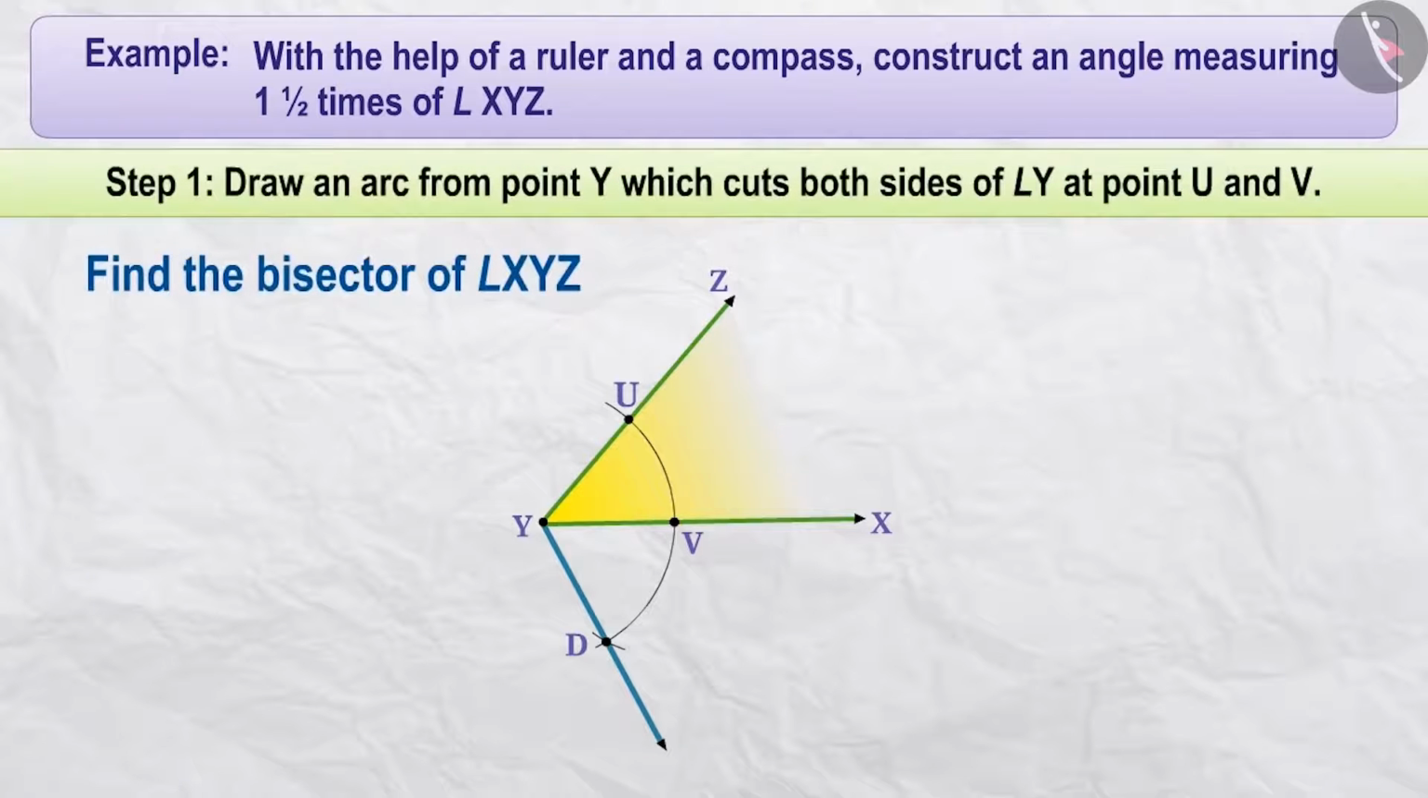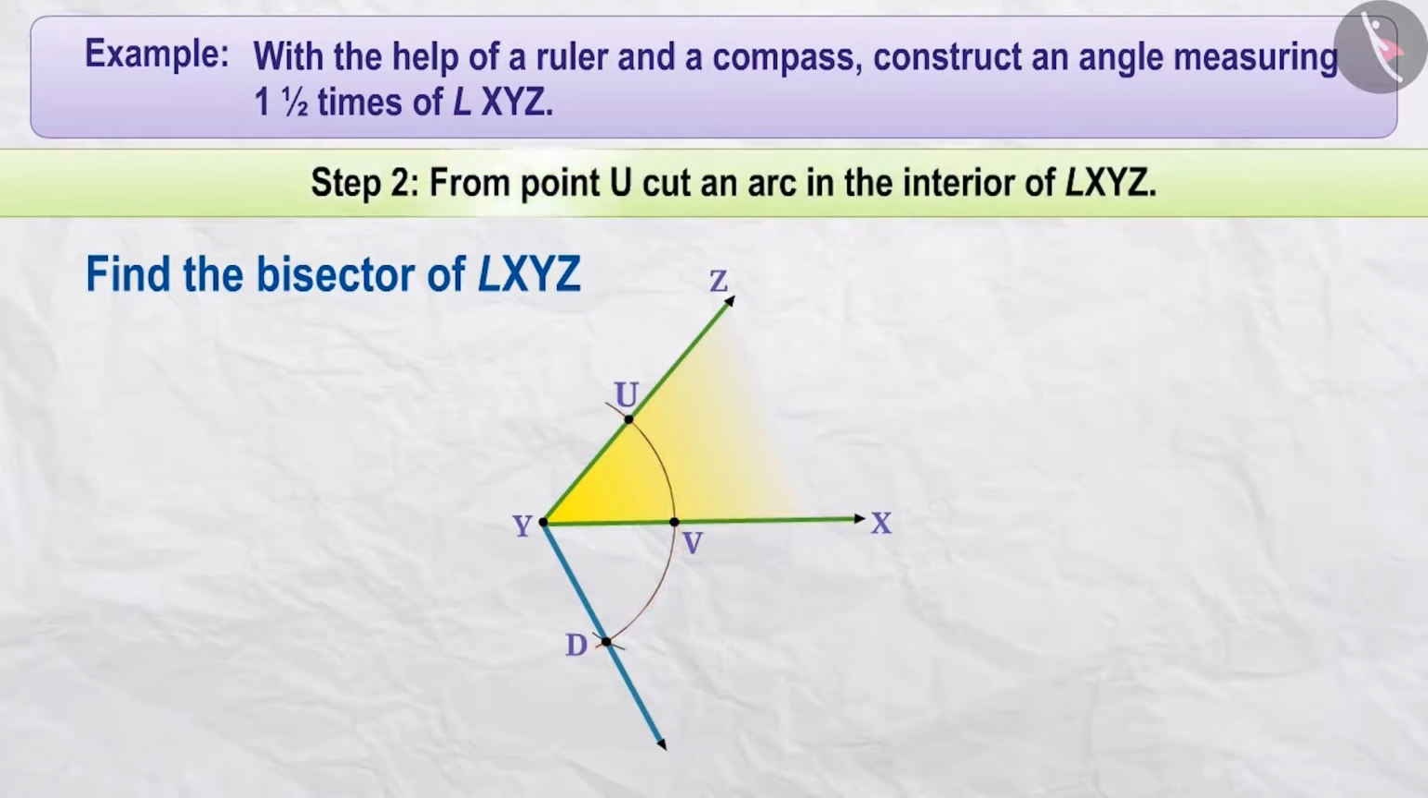Step 1. First of all, we have to draw an arc from vertex Y which intersects both sides of angle XYZ. Here we have already made an arc. We will use the same. Step 2. Placing the pointed end of the compass at point U, open it for more than half the distance of UV. With this radius, we will draw an arc in the interior of angle XYZ.